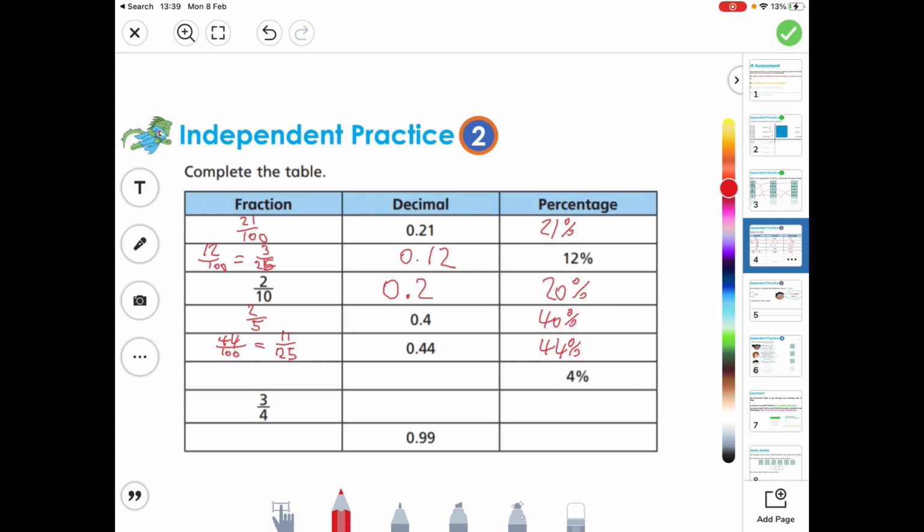Next we have 4%, which is 0.04 as a decimal. So that'd be 4 over 100, which is the same as 1 over 25. Well, that's 1/25. Next we have 3/4. As a decimal, that's 0.75. As a percentage, 75%. And 0.99 is 99% as a percentage, and it's 99 over 100.